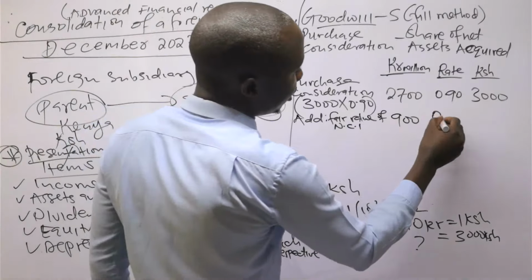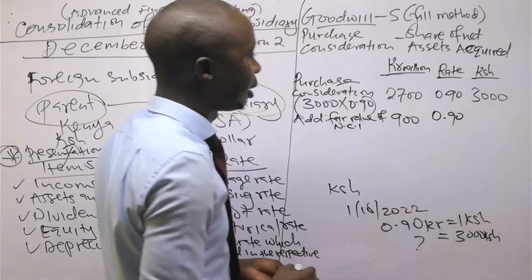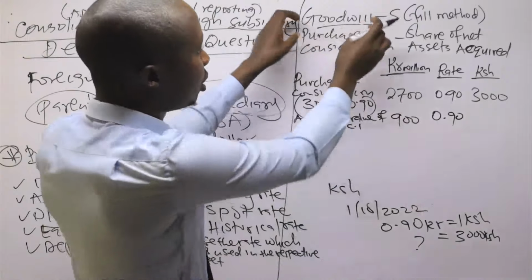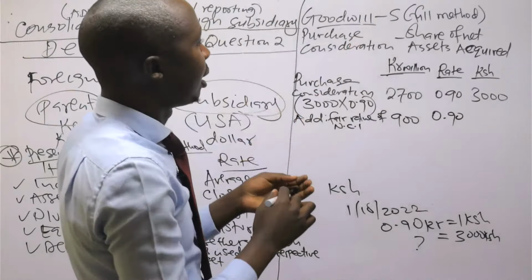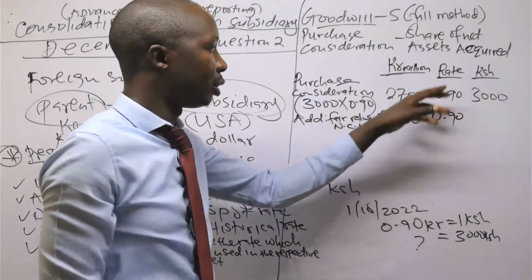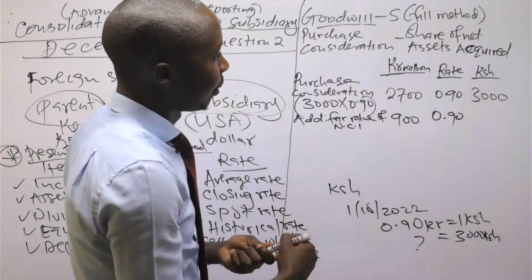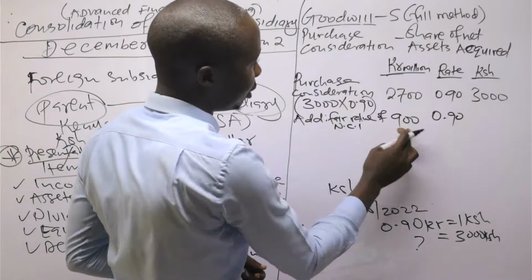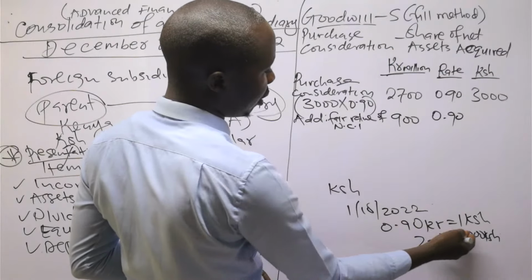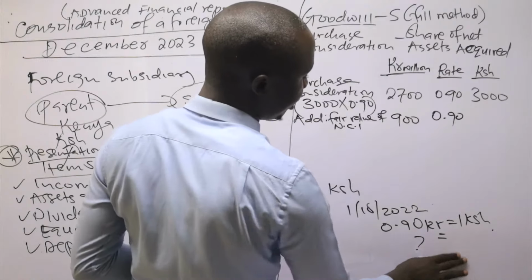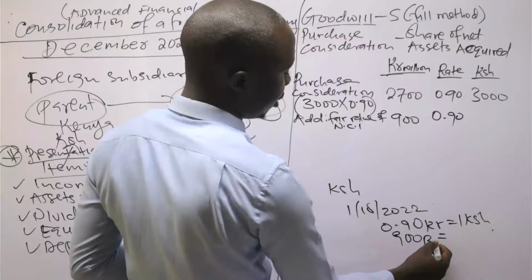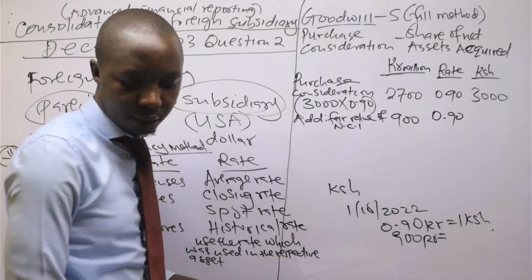So in Kenyan shillings, we have to use the rate as at the time of acquisition. Remember, here I'm using the acquisition date rate, because when computing goodwill, we are computing goodwill as at the time the subsidiary was acquired. So changing to Kenyan shillings, because this was krona, we know the rate is 0.9 krona is equal to 1 Kenyan shilling. What about the 900 krona? So you will divide.